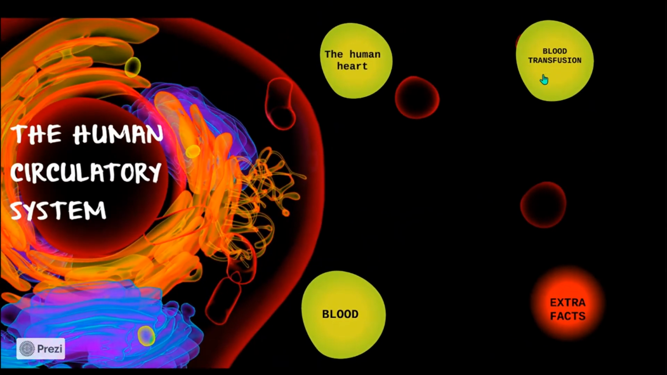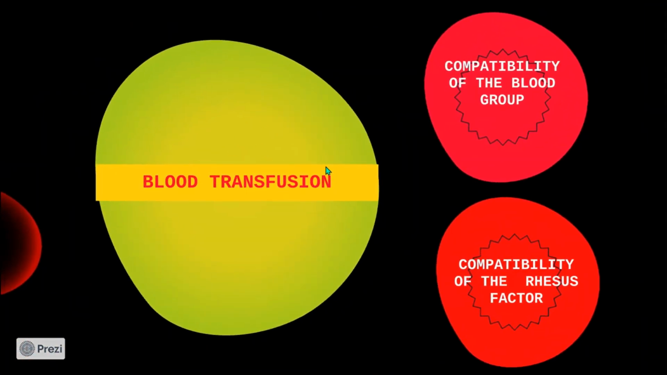Next, we are going to learn about blood transfusion. The transfer of blood from one person to another is known as blood transfusion. The person who donates the blood is known as the donor, while the person who receives it is called the recipient. However, blood transfusion is not possible between any two individuals.